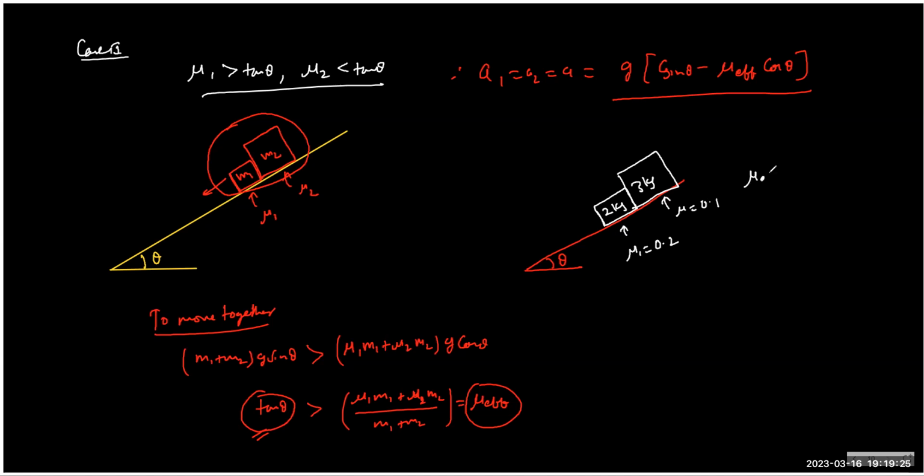Okay, what is mu effective here, by the way? Let's find mu effective first, without solving. Mu1 M1 0.4, mu2 M2 0.3 upon 5. How much is that? 1.4. Now, I need to create theta which is more than this, but less than.